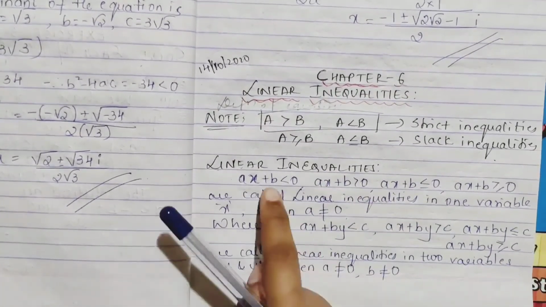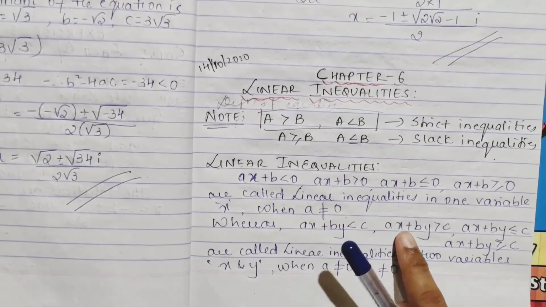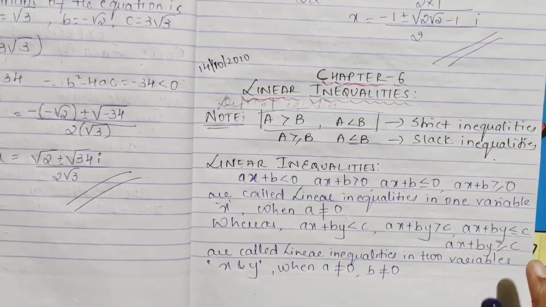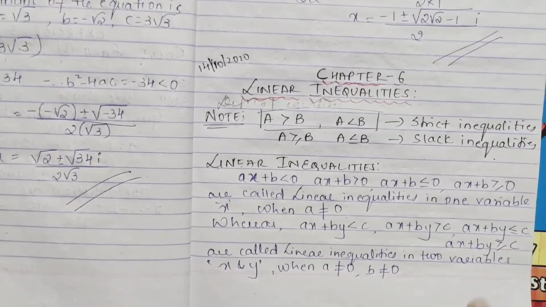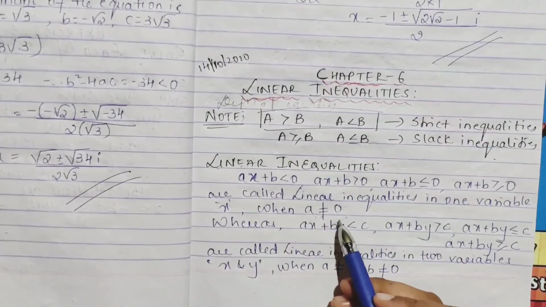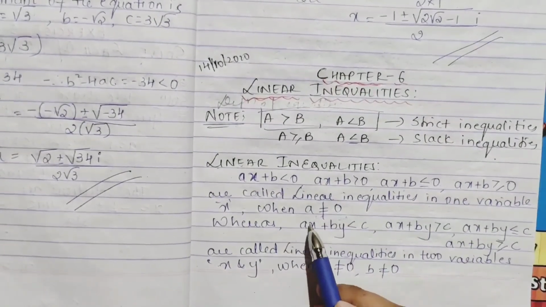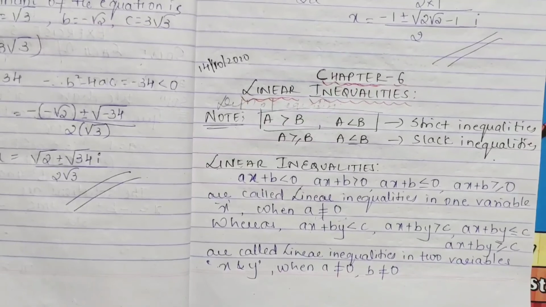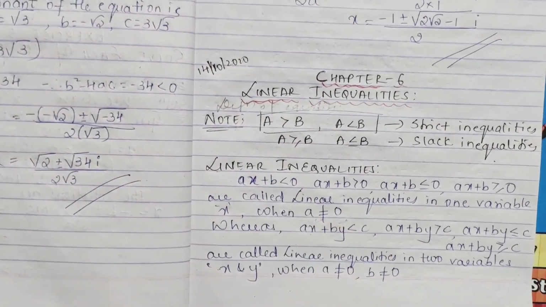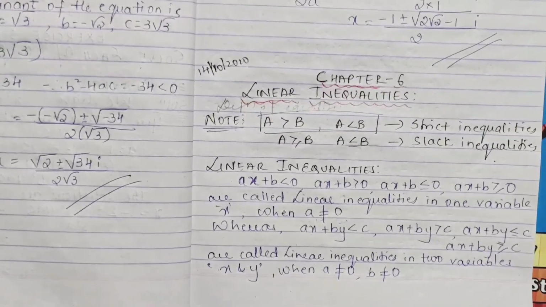Whereas ax plus by less than c, ax plus by greater than c, ax plus by less than or equal to c, ax plus by greater than or equal to c, these are called linear inequalities in two variables, that is x, y, when a should not be 0 and b also should not be equal to 0. Okay, so take down this definition, pause the video to note it down.